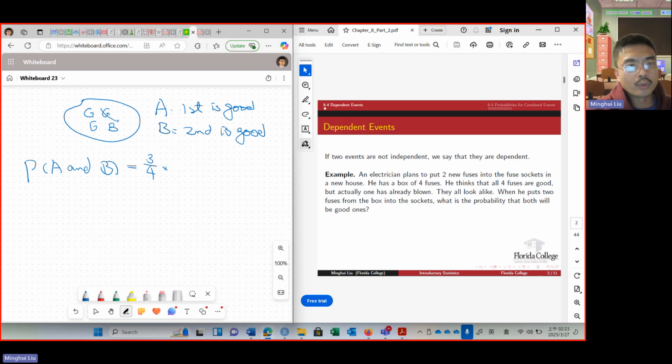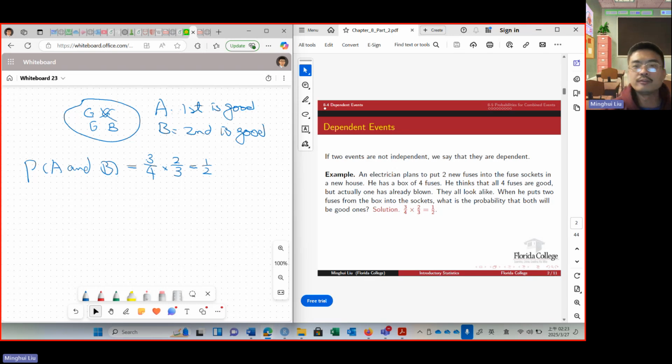Now, assuming that one good one has already been chosen, we want the second one to be good as well. Now you see here, there are 2 good ones left with 1 bad one. So it's 2/3. So the answer is calculated by 3/4 times 2/3, which simplifies to 1/2.